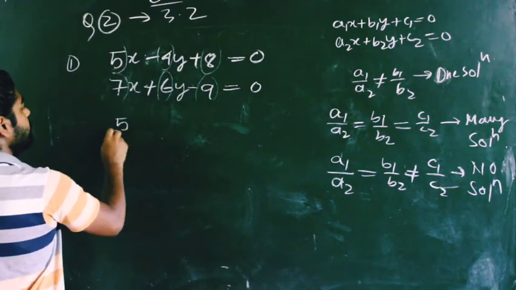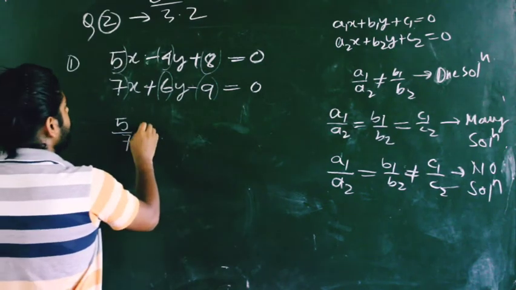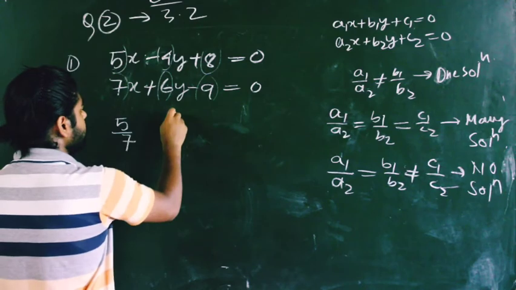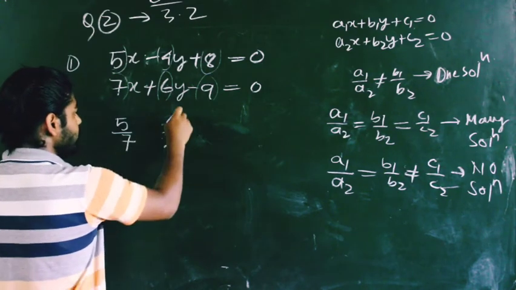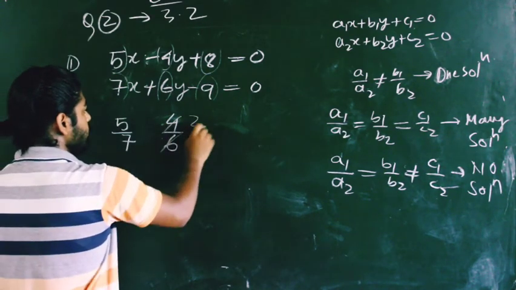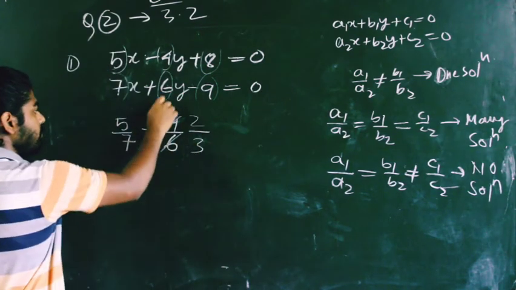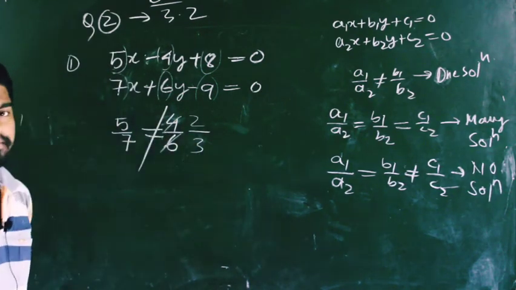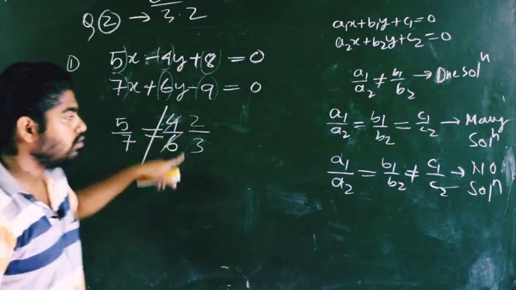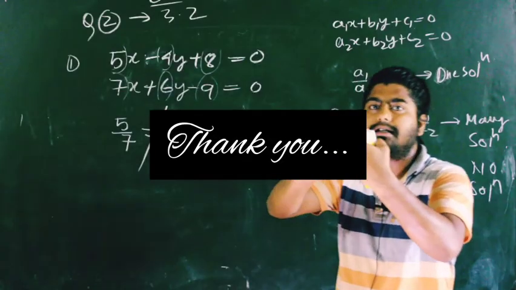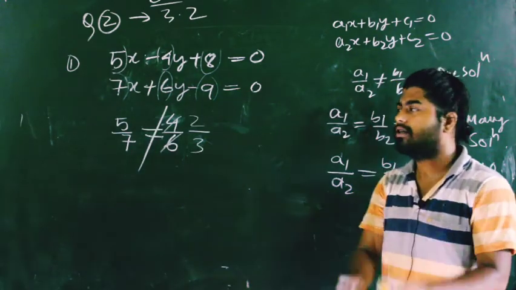Let's see a1 by a2. It's 5 by 7, and b1 by b2 is 4 by 6, which is 2 by 3. So 5 by 7 is not equal to 2 by 3, so you can simply say one solution. If you draw the graph, you will see a point of intersection between the two graphs. So this particular equation or two equation will have only one intersecting point. That means only one solution you can find. We'll see how this can be solved in the next class.